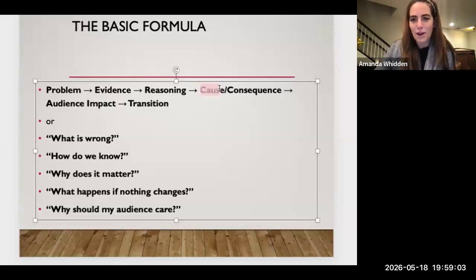Then we'll talk a little bit about the cause. Why does this issue exist? And then show our audience exactly how that impacts them and why they should care. And then we'll move into that transition statement.